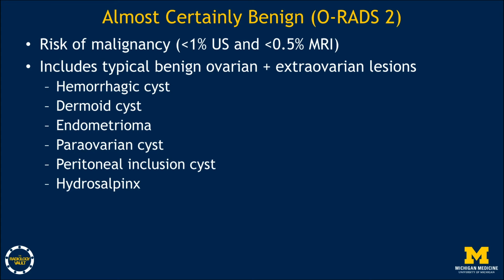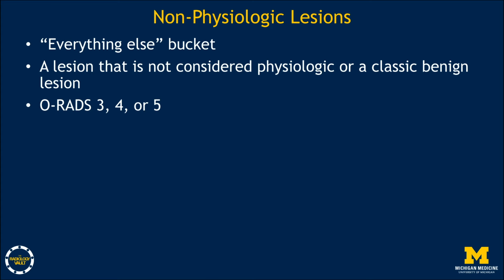Here is a list of almost certainly benign lesions scored as O-RADS 2. These carry a very low risk of malignancy. Now let's talk about the everything else bucket. These are lesions that are not physiologic and are also not a classic benign lesion. These are your O-RADS 3, 4, or 5 lesions.